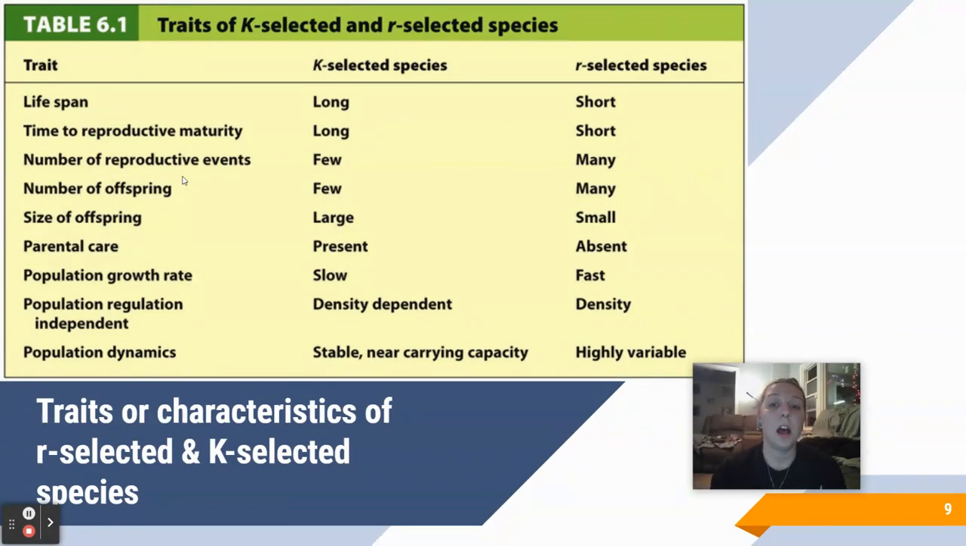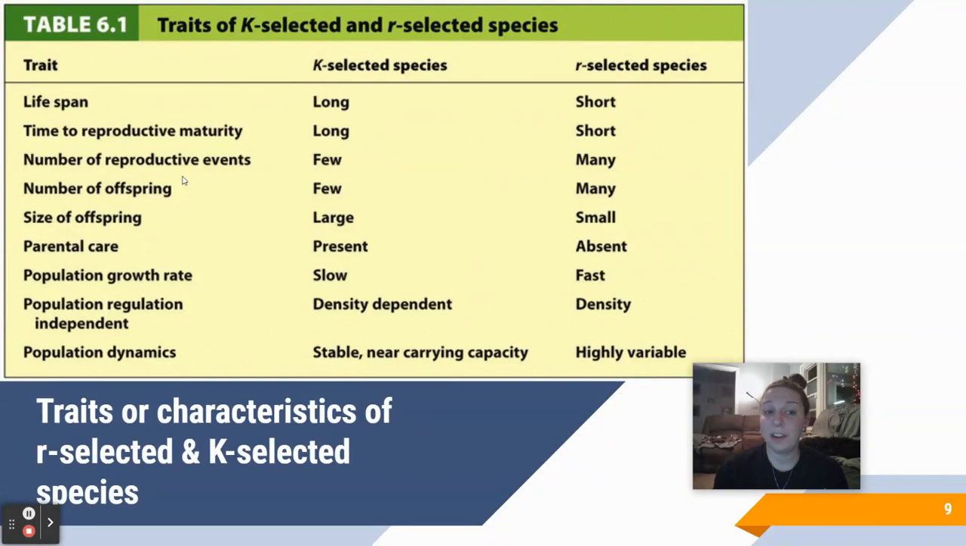Okay. So parental care is going to be much more prevalent in our K selected, where it's absent in our R selected. So that is going to impact our population growth rate. So we're going to have much slower growth in our K selected than our R selected.